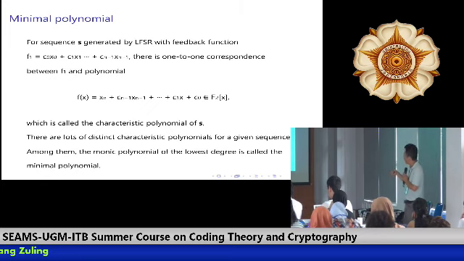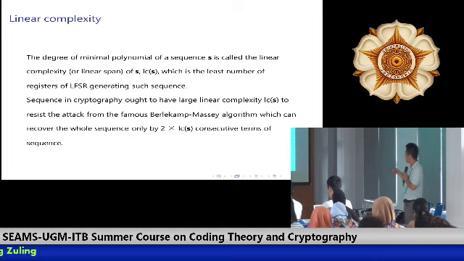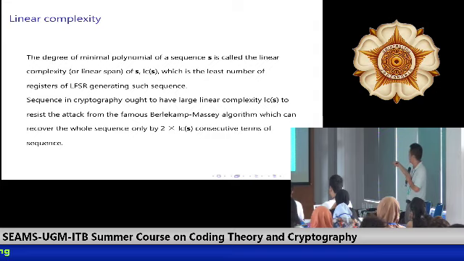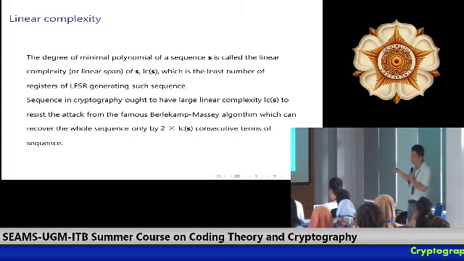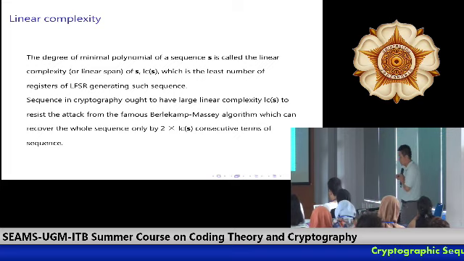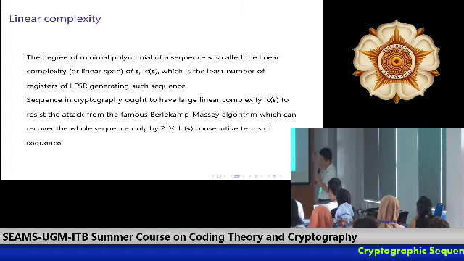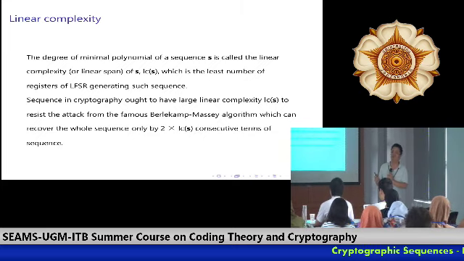From the minimal polynomial, we have the linear complexity. The degree of the minimal polynomial of a sequence S will be called the linear complexity, or linear span in some references, of S. LC(S), the linear complexity of S, is the least number of registers of an FSR generating the sequence. It means if we want to generate this sequence, we will use at least L such registers.